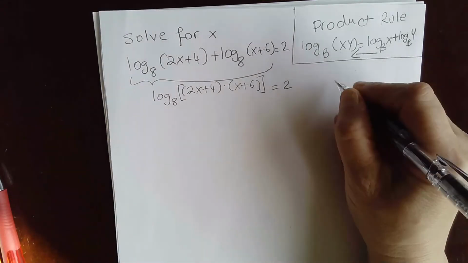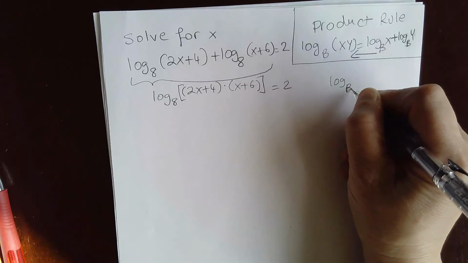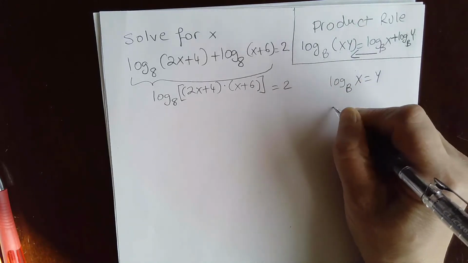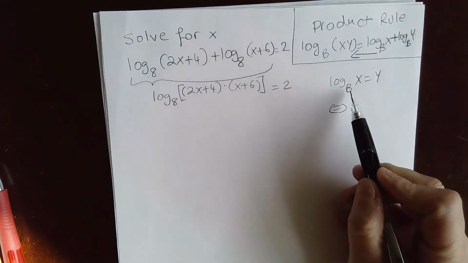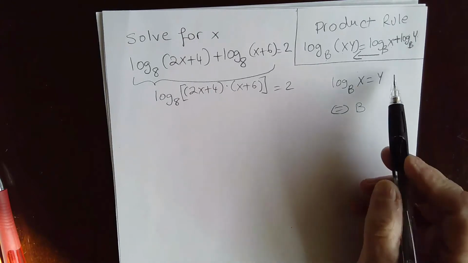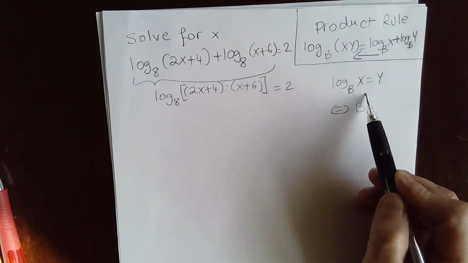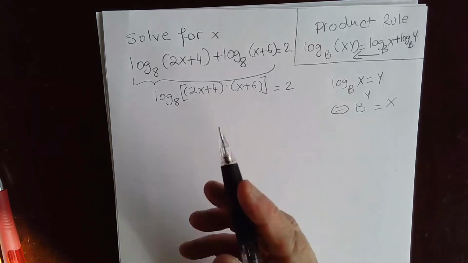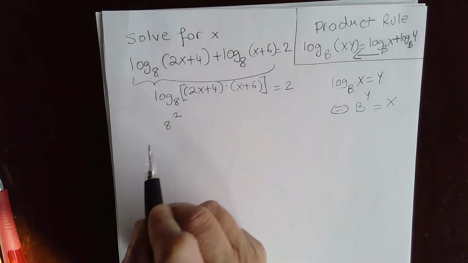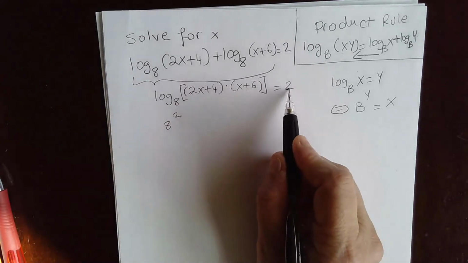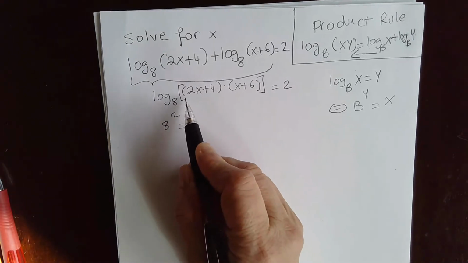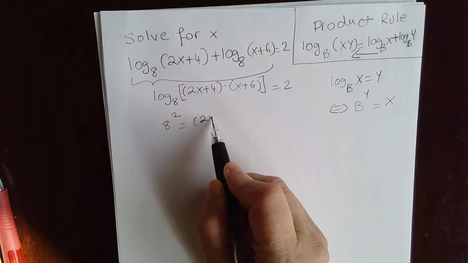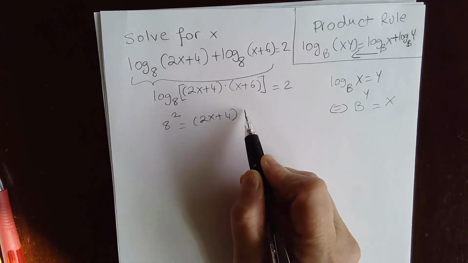So if you recall, log base b of x equal to y is equivalent to the base b raised to what the log is equal to, which is y, equal to x. Now converting it to its exponential form, we get 8 squared, 8 raised to the second power, equal to all of this, 2x plus 4 times x plus 6.